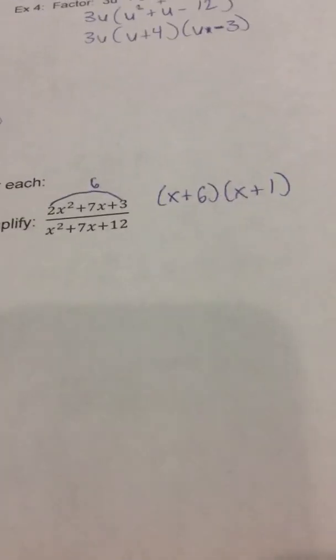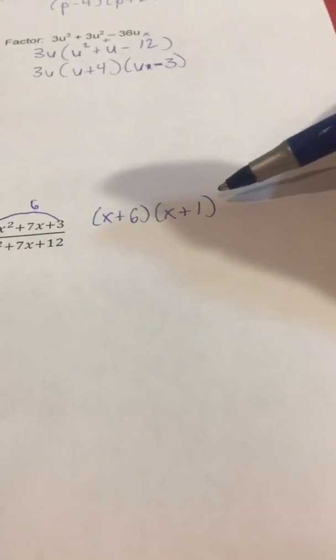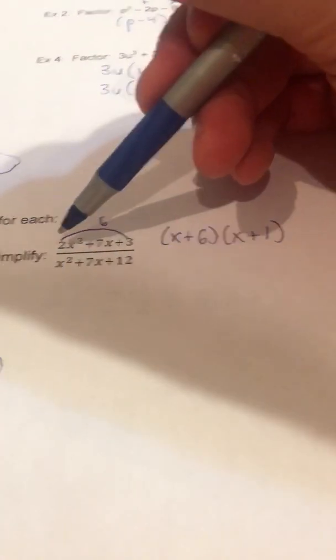6 and 1. Now, that's not finished, though. Don't say, yay, we're done. I need to finish this problem. I need to go back and divide by 2. Divide these by 2.